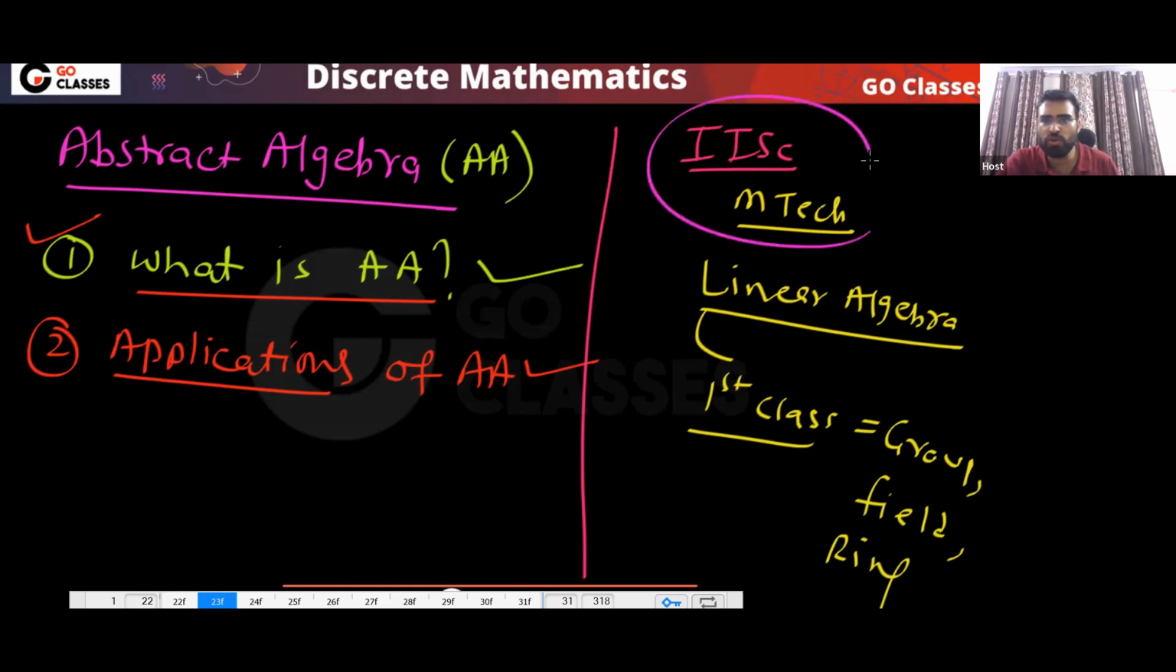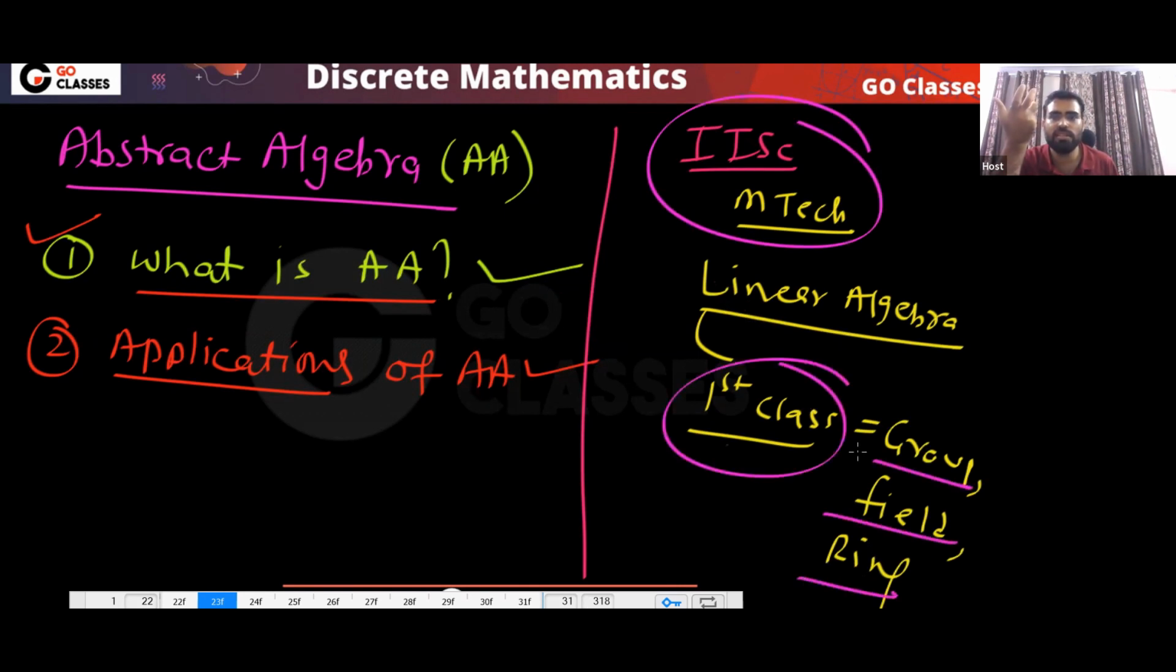So once you go to IISc MTech, or maybe IIT Bombay or IIT Delhi, and you take this linear algebra course, the first class will be about group, field, ring. These are abstract concepts, or I can say these are part of abstract algebra. All of them are part of abstract algebra. So abstract algebra is very important.